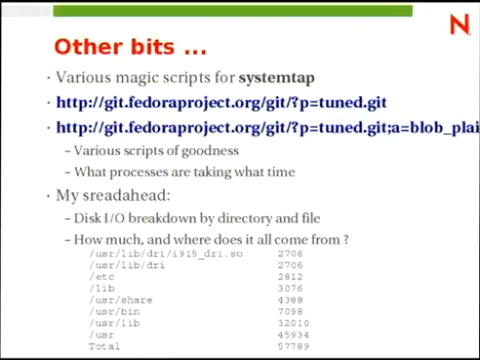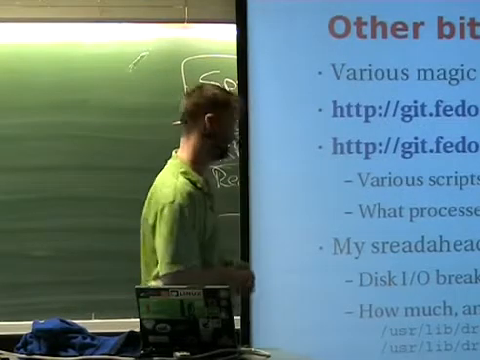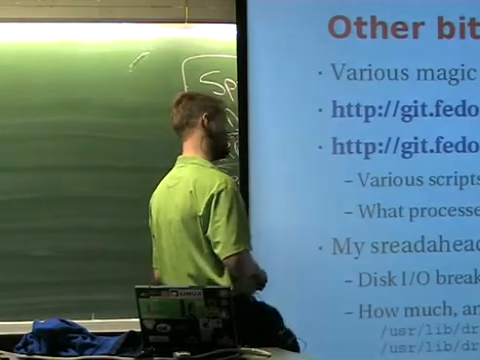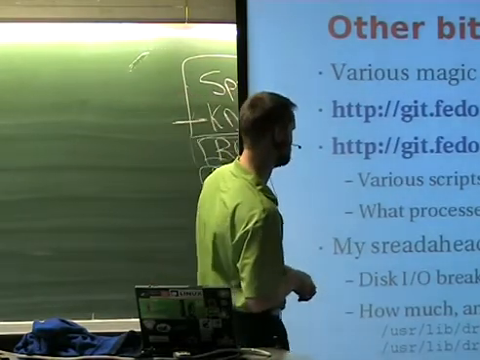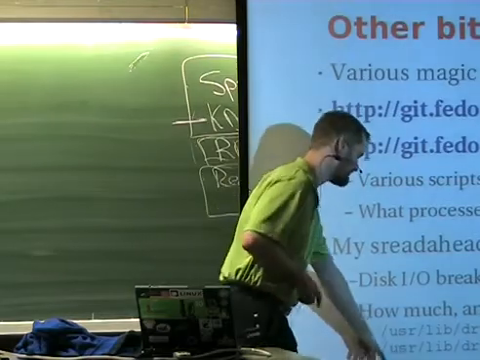So, other bits. There's some magic stuff for SystemTap. Like I say, if you follow the links in the slides, you'll find magic SystemTap stuff that tells you what I/O is happening, who's triggering it, what processes are taking how much time, and so on. I guess it kind of overlaps. sreadahead, at least mine, dumps all the files and where all the data is coming from. Often it turns out code, user lib is a great big chunk of it, user bin likewise, all those files in etc.